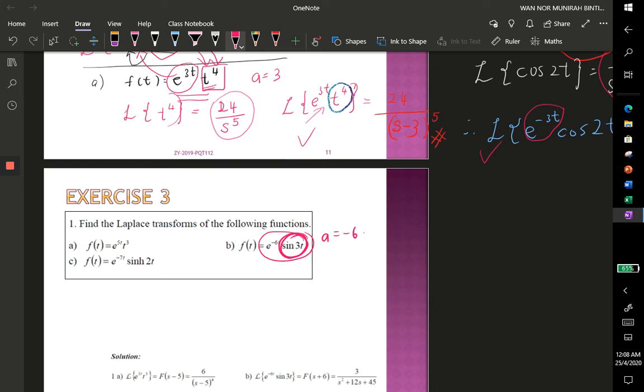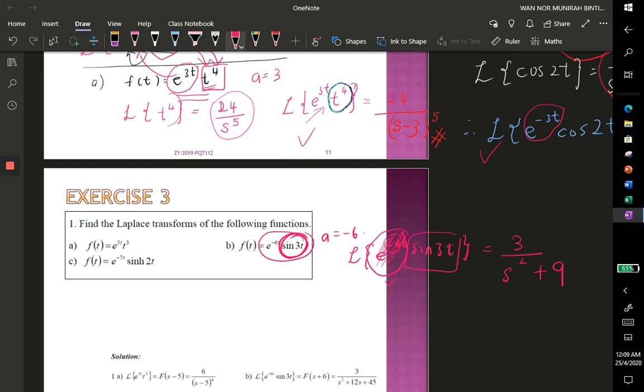Take the Laplace transform of sin 3t. So I just write this one, e^(-6t) sin 3t. I already wrote down my a, which is negative 6. So I just want to take the Laplace transform of sin 3t. I close my exponent first. Then take the Laplace transform of sin 3t. I know that I have 3 over s squared plus 9. Oh, this is not our question. The question is e^(-6t) times sin 3t. Then only you open back your e^(-6t).